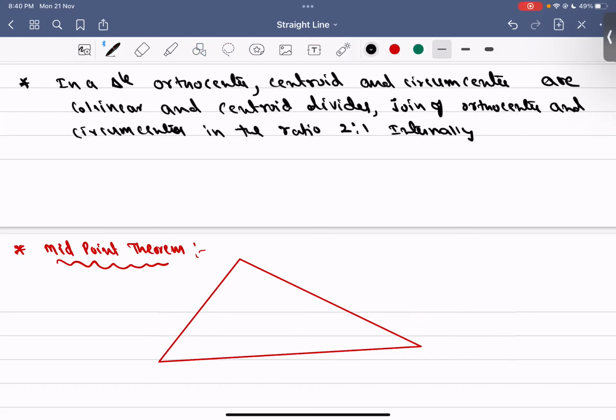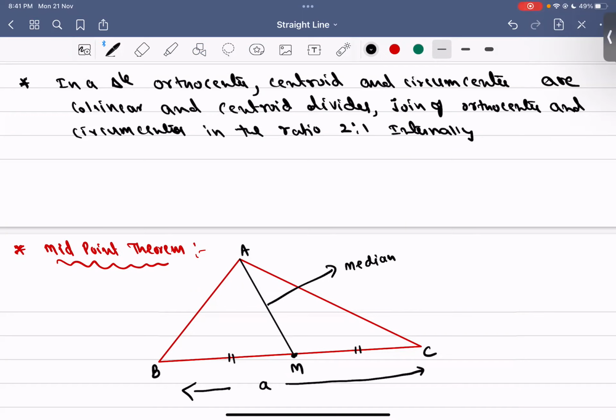Yes, sir. Right. Now, next, the midpoint theorem. This is the triangle ABC. You draw a median. Suppose this is the midpoint. You draw one median, so this is the median. This distance is equal to this distance. So now we know that this total distance is equal to a, because it is opposite to the vertex A. So this is a, and this one is the median.